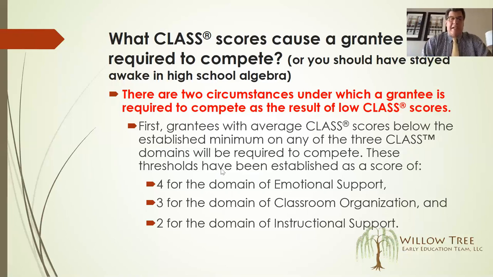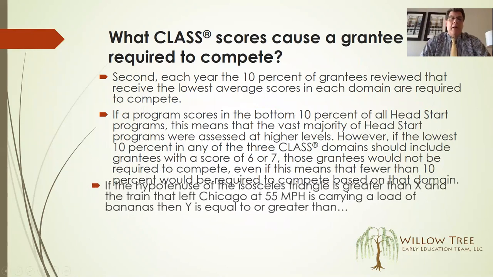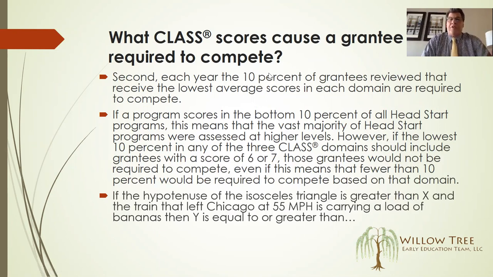Those remain the same so far, and are targets that you know what they are and you can reach for them. Next slide. There's a second part that makes it a little more complicated: each year the 10% of grantees reviewed that receive the lowest average scores in each domain are required to compete. And if a program scores in the bottom 10%, then they'll be caused to recompete. There's some confusion about what that means.